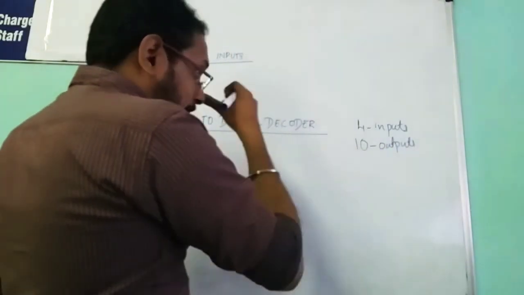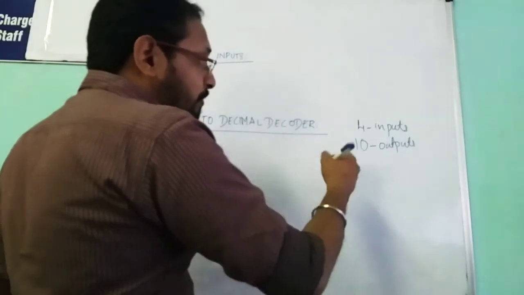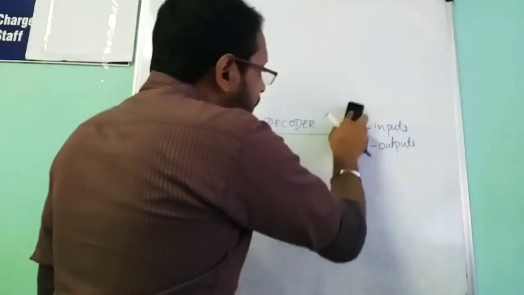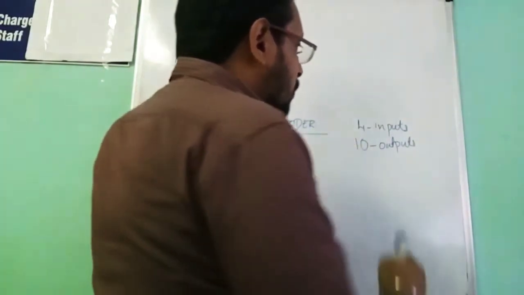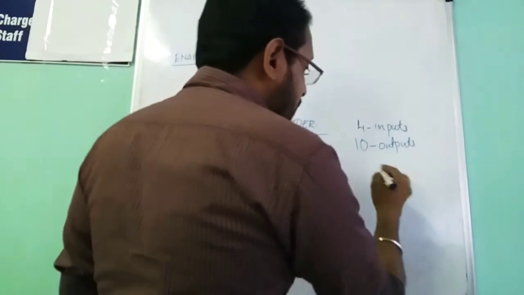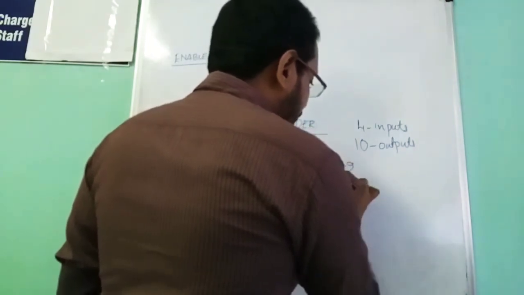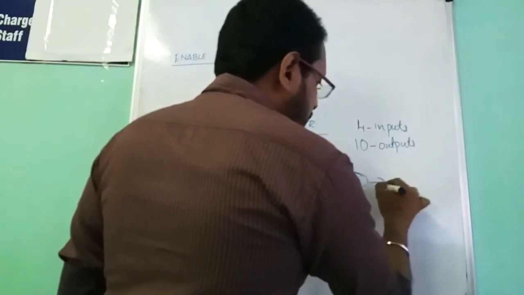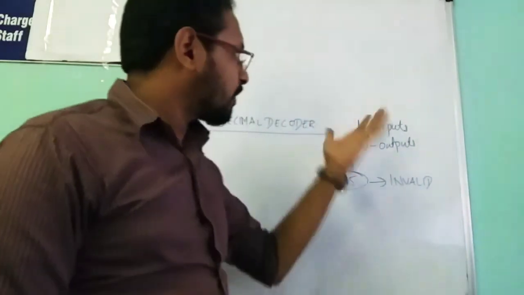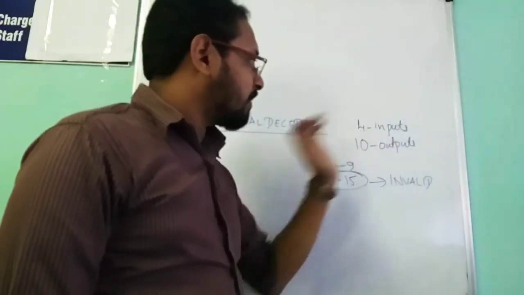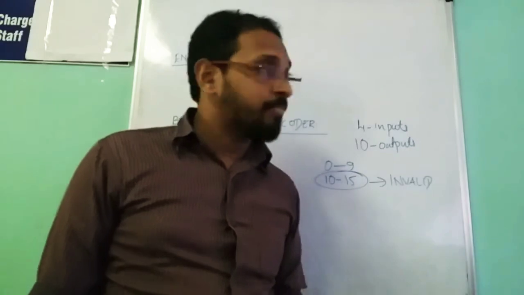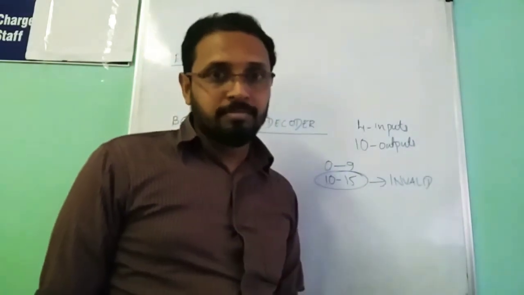Okay, for the time being, forget about enable. Whatever be the values of inputs, the invalid states, that is, after counting 0 to 9, the cases 10 to 15, will still remain invalid. Clear? We have 4 inputs and we have 10 outputs, and those invalid cases 10 to 15 will remain invalid whatever be the values of the inputs. Clear? Okay.